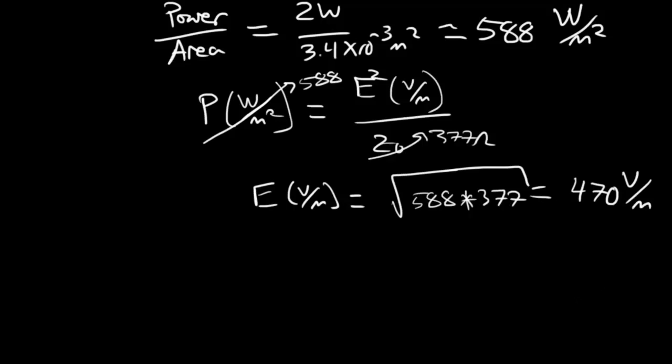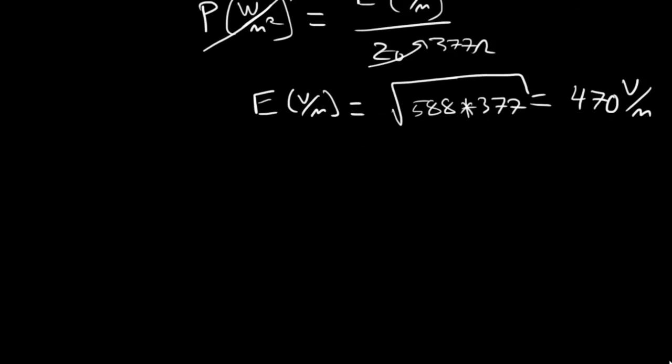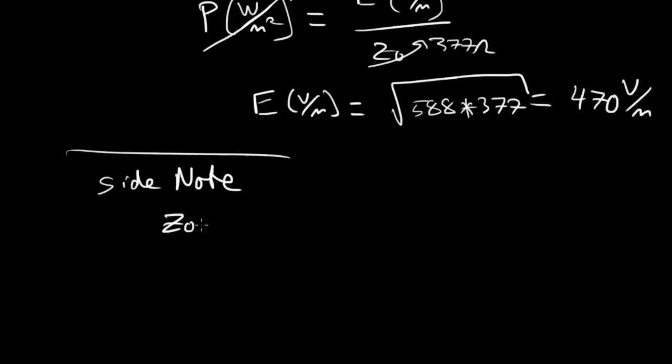Okay. I'm going to make a side note here. I have assumed that the impedance of free space, Z naught, equals 377 ohms. Is that a fair assumption? Well, that's only a fair assumption for the far field. What is a far field? And by extension, what is a near field?